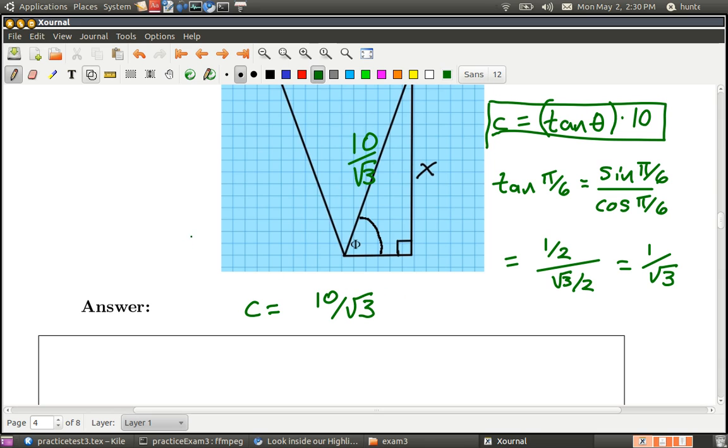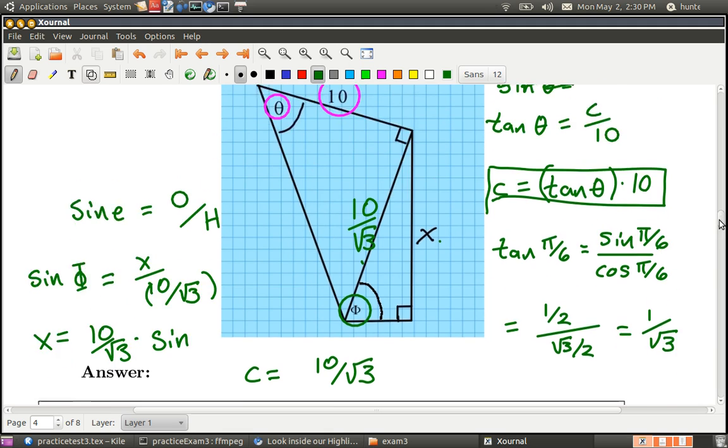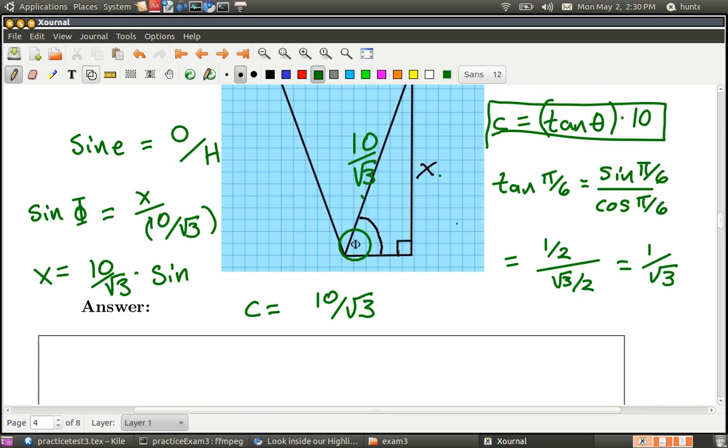Now sine is going to relate phi here, x, and this side, because sine, according to SOHCAHTOA, is opposite over hypotenuse. So sine of capital Phi is opposite x over hypotenuse 10 over the square root of 3. This means that x is equal to 10 over the square root of 3 times sine of capital Phi, and what does the problem tell us capital Phi is? It says it's pi over 5.